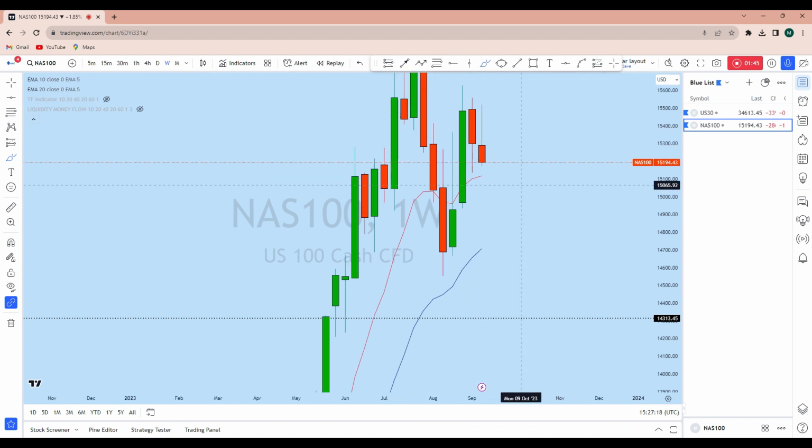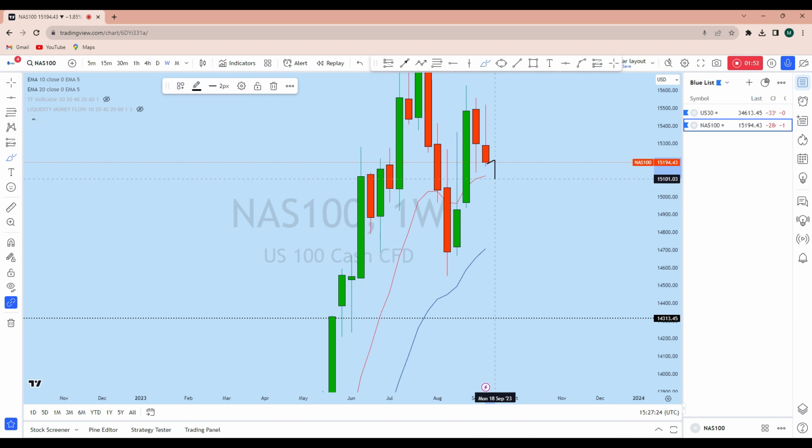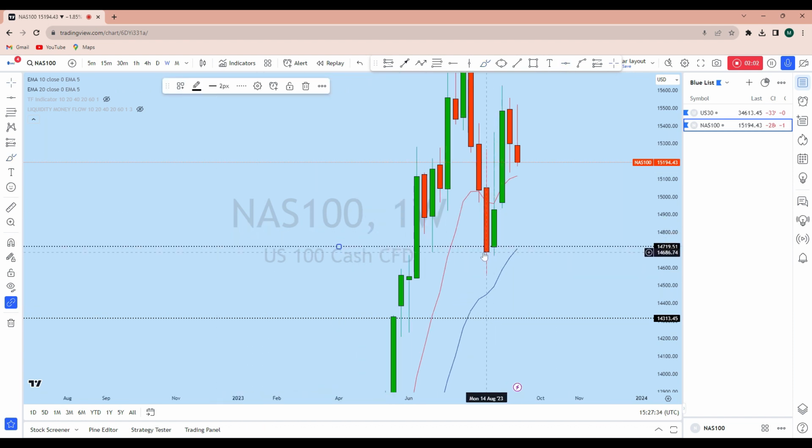With that rejection, the price is currently below this weekly support level, and we can expect Nasdaq this week to also come down to create a new lower low. What I think is that this week we might see Nasdaq coming down to this weekly 20 EMA.